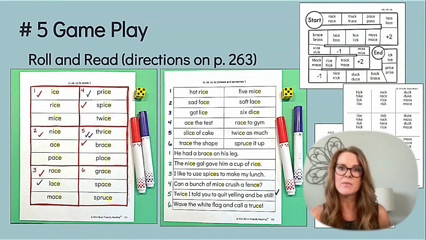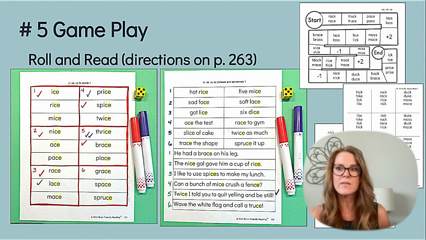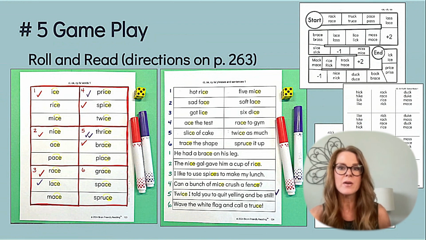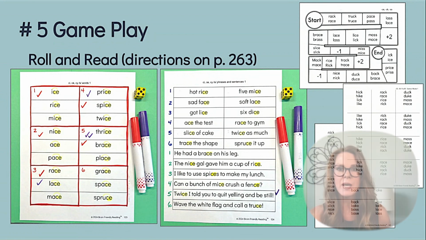There are many games that you can have children play for repeated practice with the skill. Use either the page of words on page 123 or the phrases and sentences on page 124, and have children mark the skill for word study and then turn it into a roll and read game to play. Just group the words into sections and number each section 1 through 6. You can find directions on how to play roll and read on page 263 in your training companion guide.